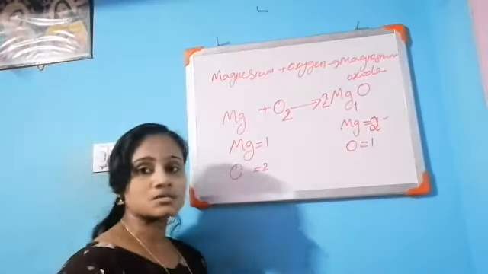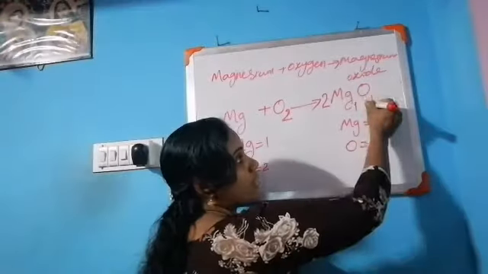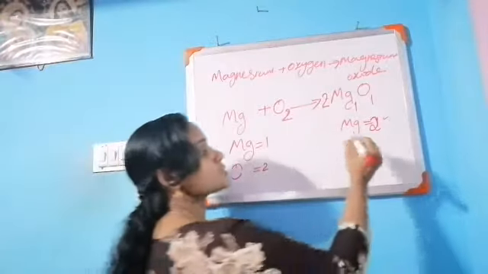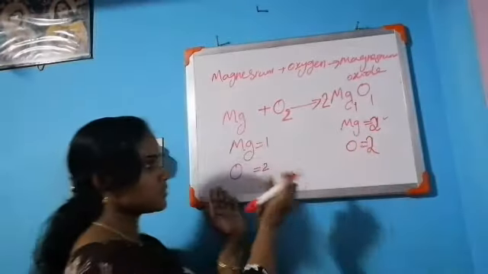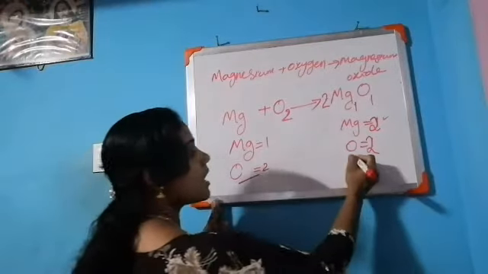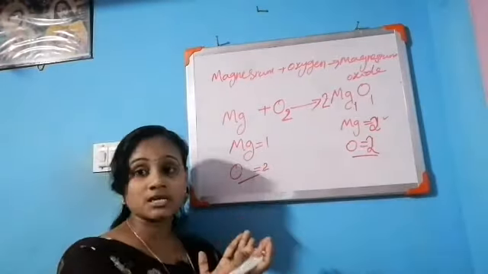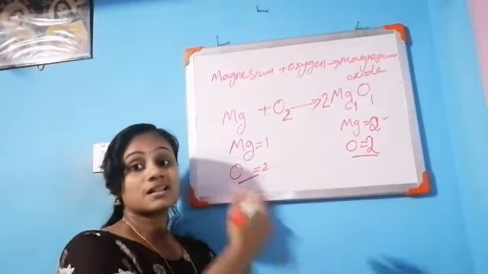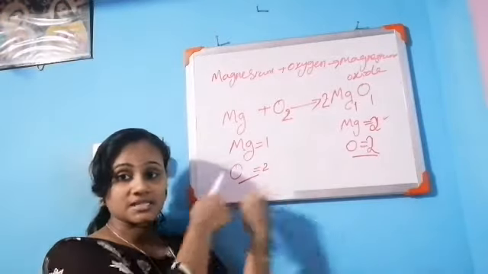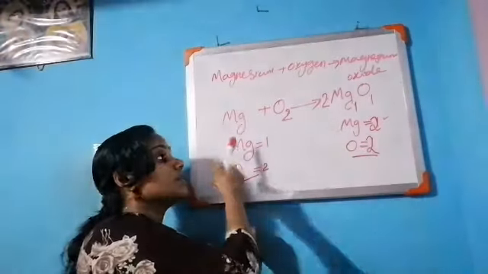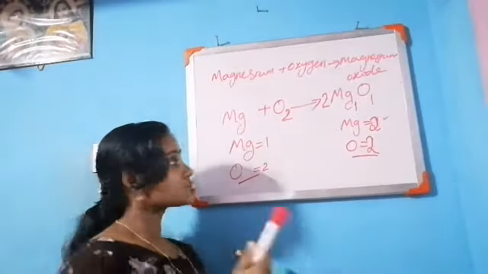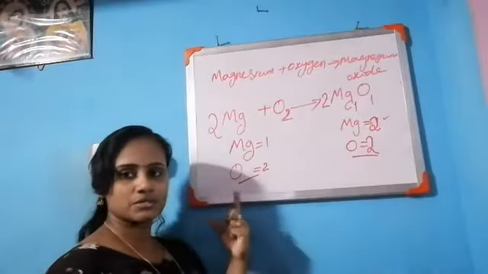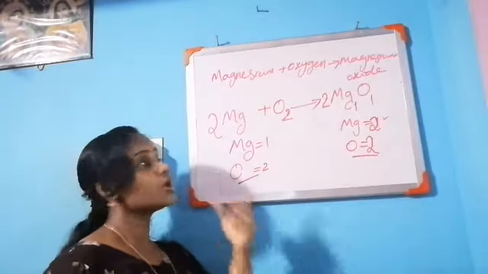Then oxygen. How many oxygen? 1 into 2, 2. So oxygen number is 2. Now you check: oxygen number is the same. But what about magnesium? Again that has changed. So which side has fewer magnesium? That is the reactant side. So we multiply by 2 on the left side of that element. Here it is an element only, so we multiply on the left side of that element.